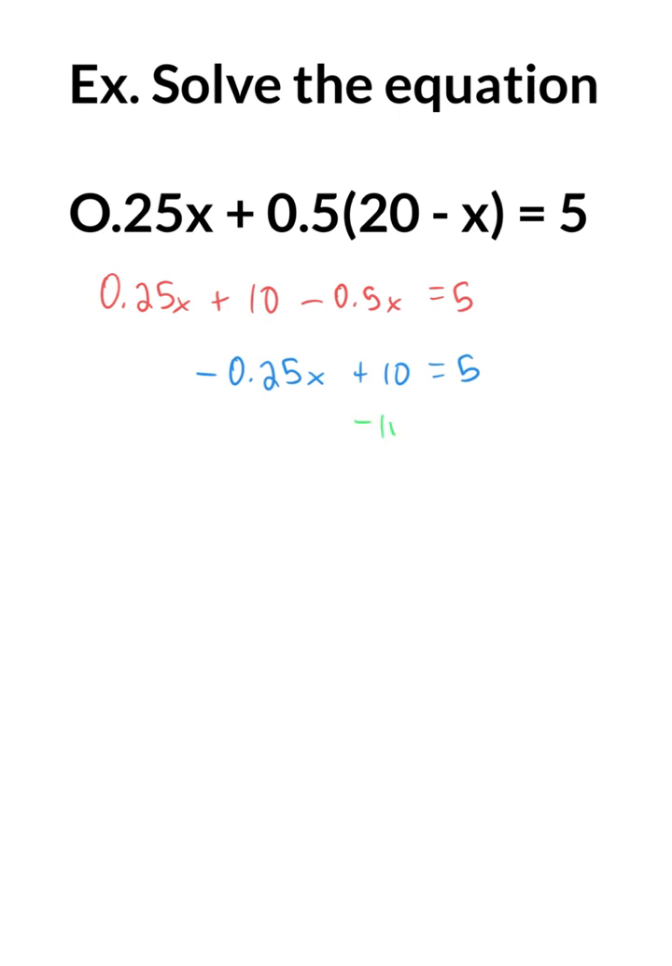Subtract 10 on both sides. You get negative 0.25x equals negative 5. You know the routine. Divide by negative 0.25 on both sides. And you are left with x is equal to 20.